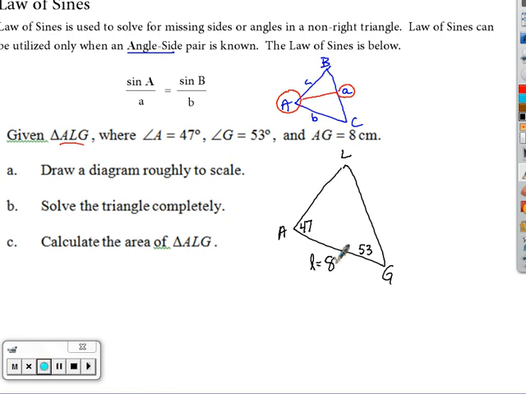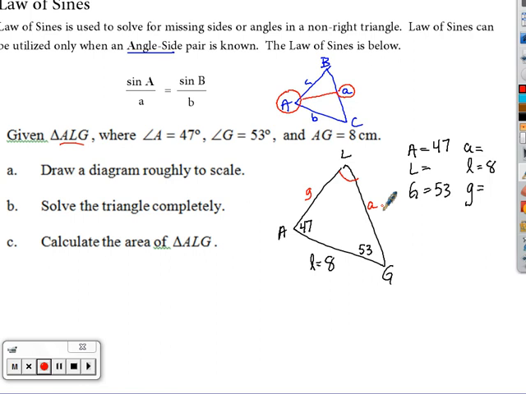Now, typically what I try to tell my students when I taught geometry was to list out everything we're trying to find. That way you know what your givens are and you know what you need to find, and you don't forget about a piece. So our givens here are 47 and 53 and 8, and that tells me what I need to find. Currently, I do not have an angle-side pair. So G and little g, I do not know. I have little l, but I don't know angle L. I have angle A, but I don't know little a.